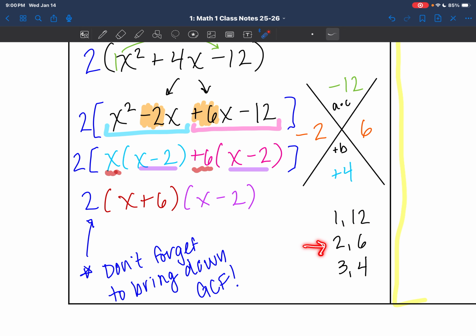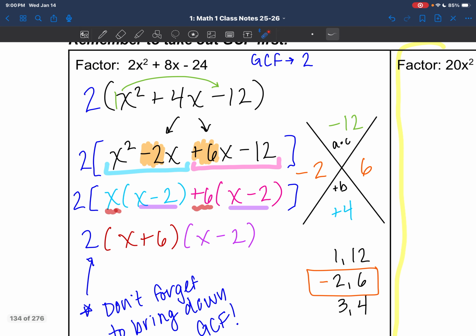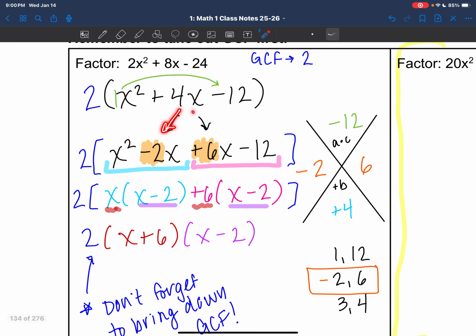We got 2 and 6. Okay, we could use that one. And then we got 3 times 4. Well, we can't use that. It's not 4 apart. So let's look at 2 and 6. Now again, since b is +4, the bigger number has to be positive and the smaller number needs to be negative. So we're going to make this -2. And then we're going to take this, which is what we put here, and break our middle term apart. So that's going to make you -2x. That's going to make +6x. And then don't forget to bring those down. And then don't forget to bring your GCF down.